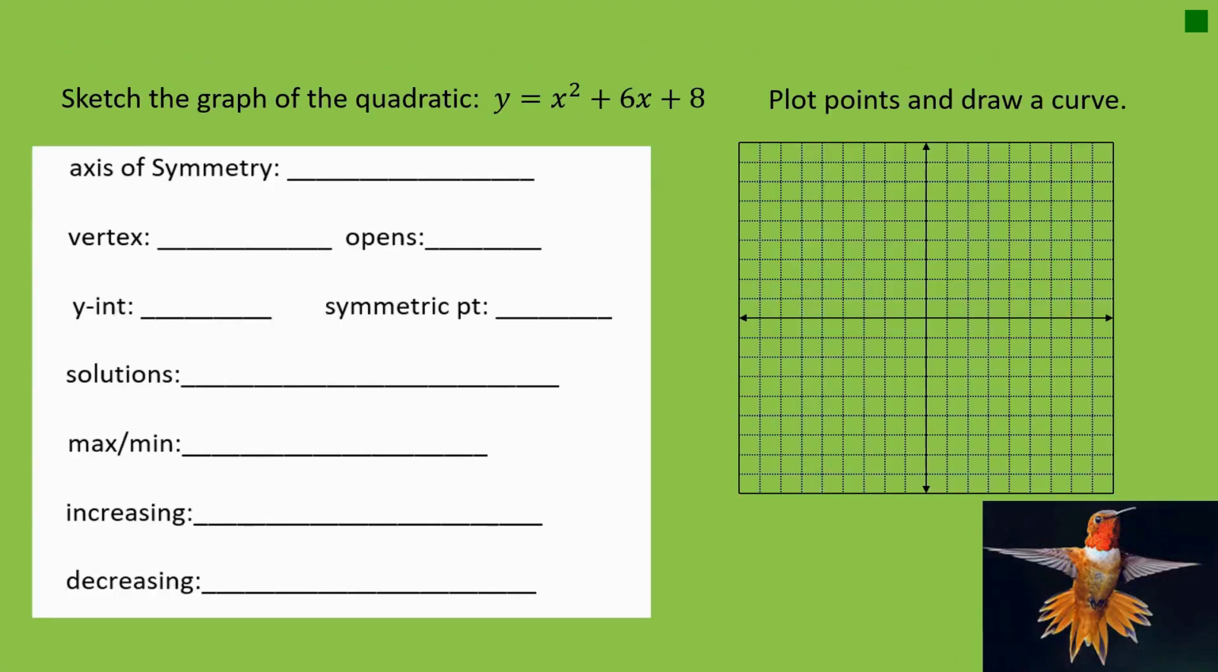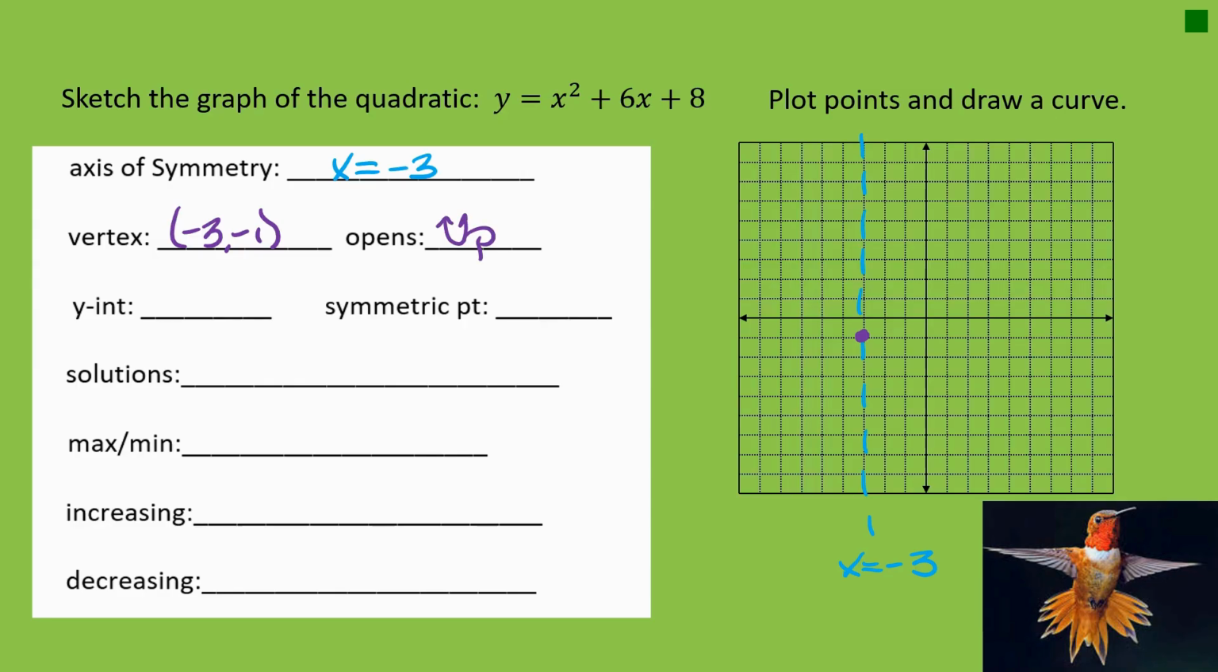So our axis of symmetry, I'm going to write all this in. Our axis of symmetry was x equals -3. So if I go to -3, that's my axis of symmetry, right? My vertex, we found, was the point -3, -1. So I go left 3, down 1. There's my vertex. I know it opens up. If I don't get up, that means I messed up, right?